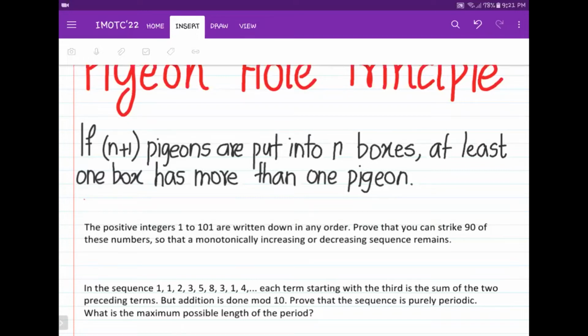Okay. Is anyone done with these two problems? So the first one is the famous problem of Erdős, and you can replace 101 by mn plus 1, and replace 90 by m and n minus 1 respectively.